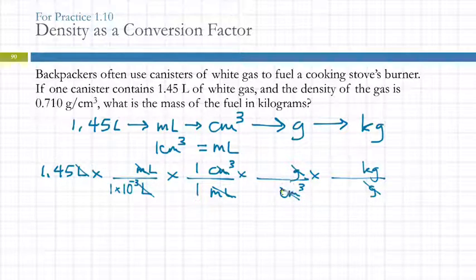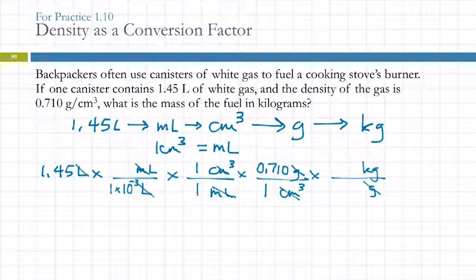What's this one? 0.710. That's a conversion factor that is specific to this situation. That's not always true, but it's true for this white gas. So the 0.710 goes with gram per cubic centimeter. Now, some people are disturbed that there's no number down there. Well, you can put the number 1 if that makes you feel better. It's fine. And then here are kilograms and grams.